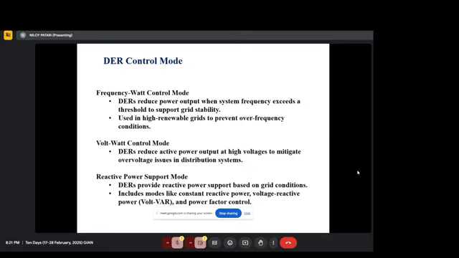So these modes are pretty common, and you can find them in the literature. If you have to operate DERs in these modes, then you have to follow IEEE 1547.8 probably. Or you can just search IEEE 1547 and it will be available online in IEEE.